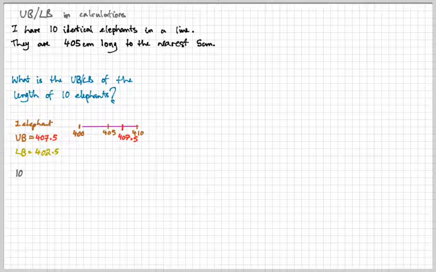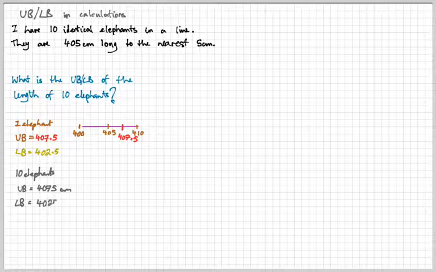And you could imagine a dotted line between 400 and 405 centimetres. Okay, I hope you're happy with that. That's just the previous video. So now 10 elephants. Well, they're all identical, so we're going to times them by 10. The upper bound for 10 elephants would be 4,075 centimetres. The lower bound would be 4,025 centimetres. Okay, or 40 metres and 75 centimetres compared with 40 metres and 25 centimetres.